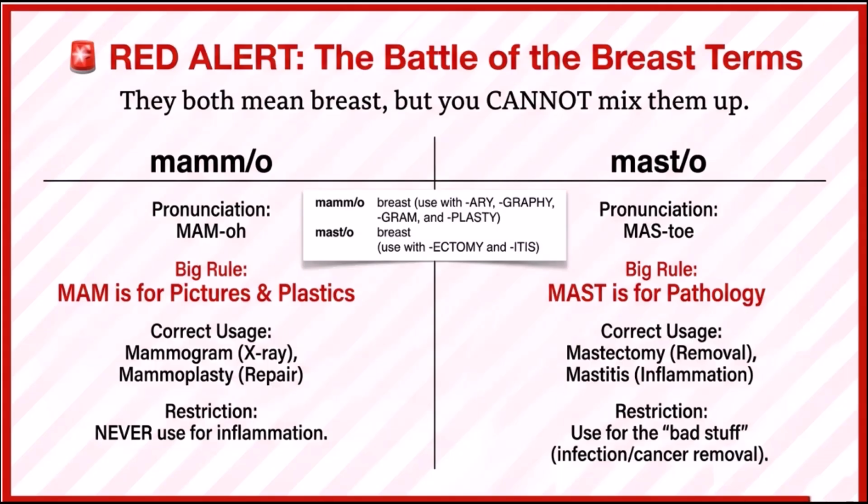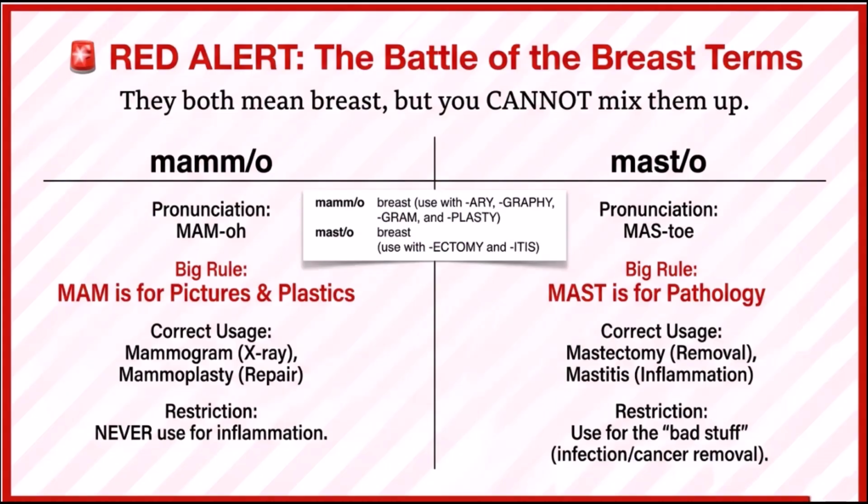the rules. First, you have mammo. Think of this one for imaging and cosmetic repair. The rule is you use it with the suffixes gram and plasty. So an X-ray of the breast is a mammogram. You'd never say mastogram. Never. Doesn't exist. And a breast augmentation is a mammoplasty.